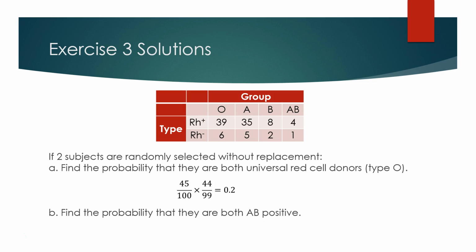So when you put this in your calculator, I would do 45 divided by 100 times 44 divided by 99 with both of these in parentheses. So I definitely would do parentheses around this fraction, parentheses around this fraction. So next, find the probability that they are both AB positive. Well, there's 4 out of 100 that are AB positive, and there's 3 out of 99 that are AB positive. So AB positive is going to be able to donate to fewer people. So if this happened, this would be a pretty unusual combination of people that were called in to give blood.